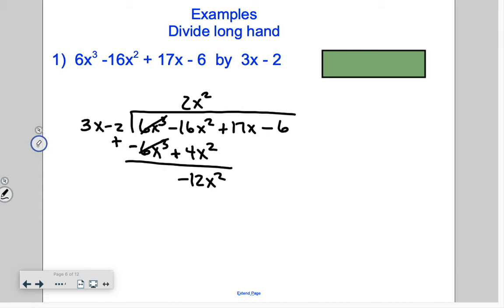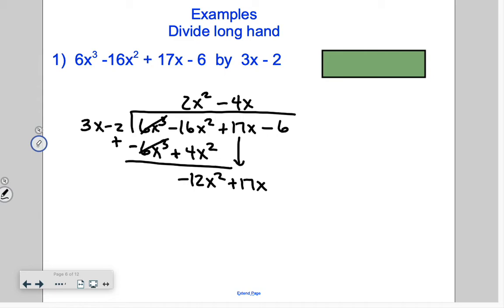Okay. Now what do I do next? Yep, just like long division back in 5th grade. Bring down the next term. Bring down the next number. And we go again. Now we restart the process. We come back to the highest degree term on the outside. But now we're looking for, what do I multiply to get negative 12x squared? Negative 4x. There's the next part of your answer. Negative 4x.